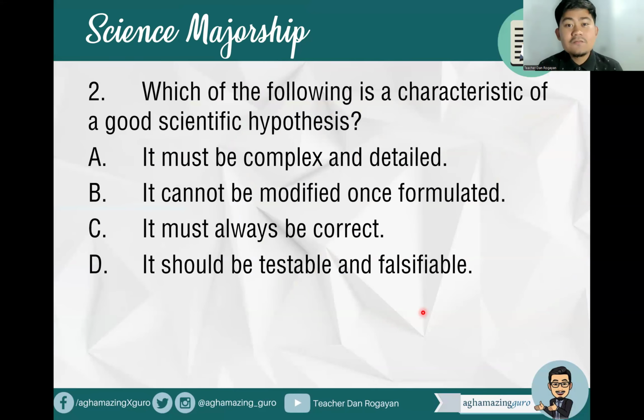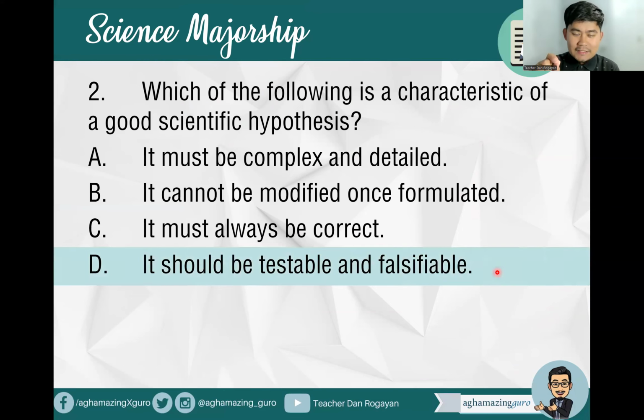Okay, second question, which of the following is a characteristic of a good scientific hypothesis? A, it must be complex and detailed. B, it cannot be modified once formulated. C, it must always be correct. Or letter D, it should be testable and falsifiable. So what's your answer here? So we're looking at a characteristic of a good scientific hypothesis, and that's correct. It should be testable and falsifiable. Okay? Because your hypothesis has to be tested through the process of experimentation.